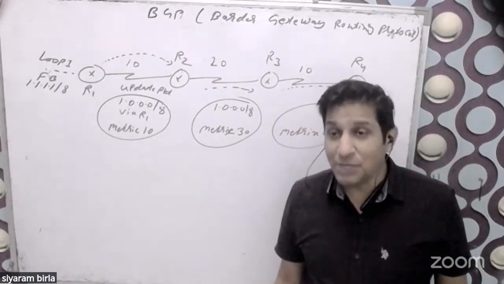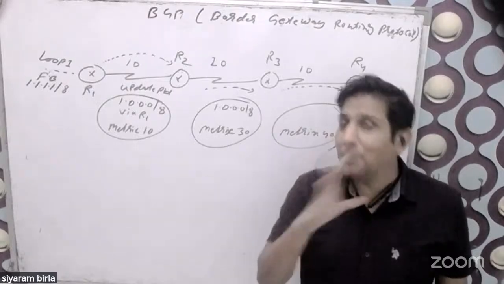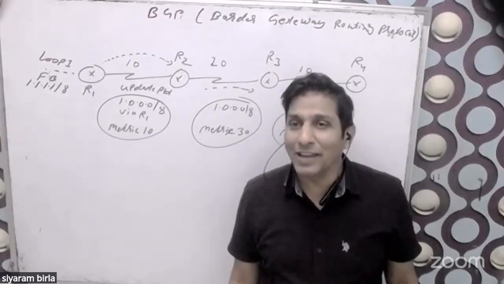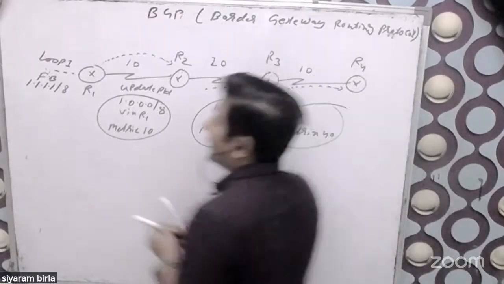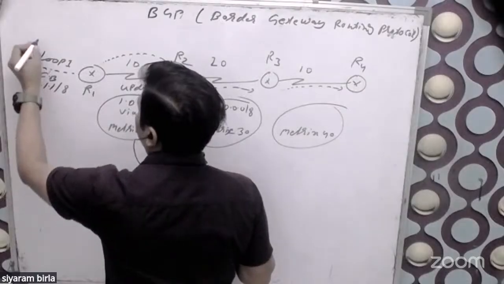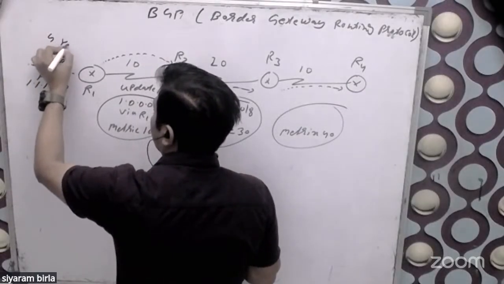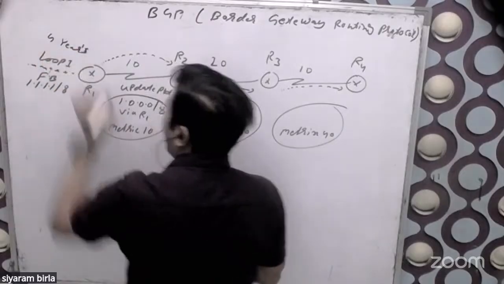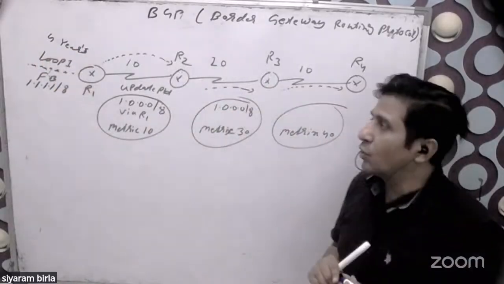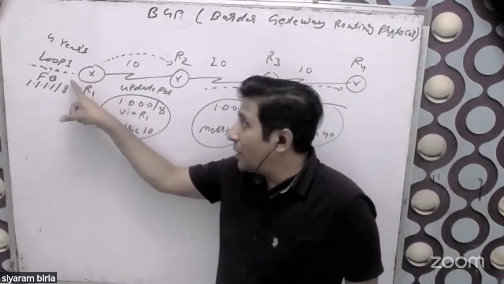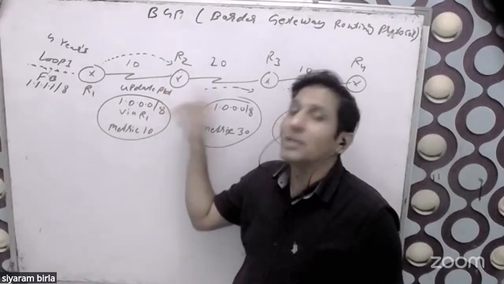So BGP sends routing update packets non-periodically. What do you mean by non-periodically? Suppose this loopback is up, and it goes down after 4 years. Only after 4 years, when it goes down, is the update packet advertised from here to here.